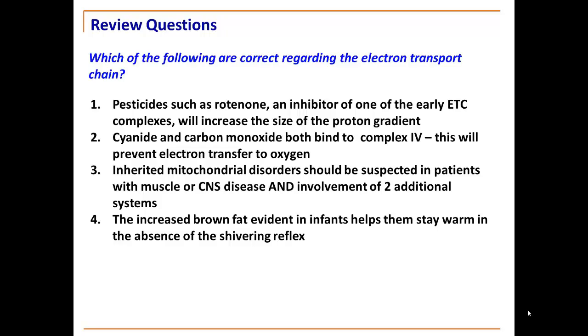Number 3. Inherited mitochondrial disorders should be suspected in patients with muscle or central nervous system disease and involvement of 2 additional systems. Very hard question for you, but I just want you to have a little think about it. True or false? Why would I even put it in there?